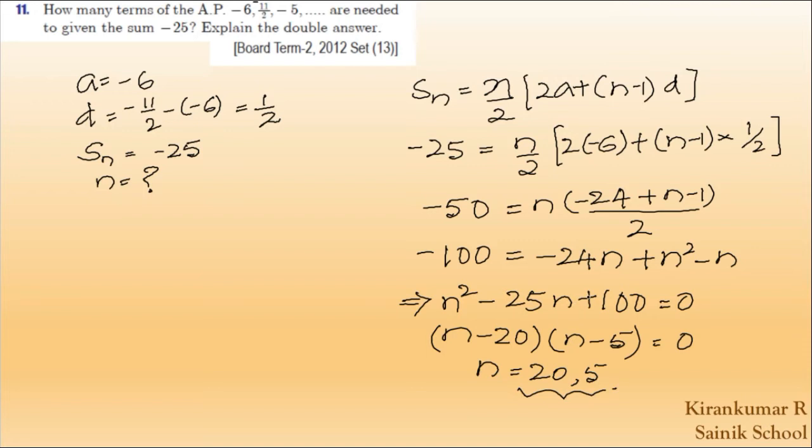Here we got two answers because two values of n will be giving the same sum. Since a is negative and d is positive, the sum of 5 terms will be same as the sum of 20 terms. What really happens is all the negative numbers will be followed by the same positive numbers, so the sum becomes the same, minus 25.